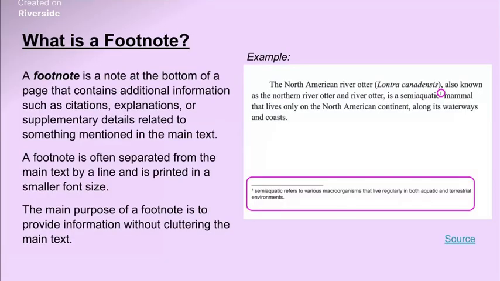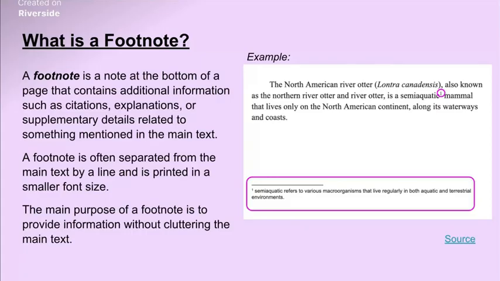So a footnote is a note at the bottom of a page that contains additional information such as citations, explanations, or supplementary details related to something mentioned in the main text. A footnote is often separated from a main text by a line and is printed in a smaller font size. The main purpose of a footnote is to provide information without cluttering the main text.